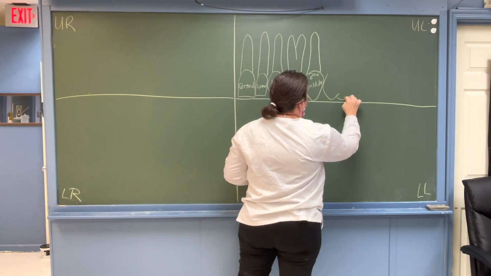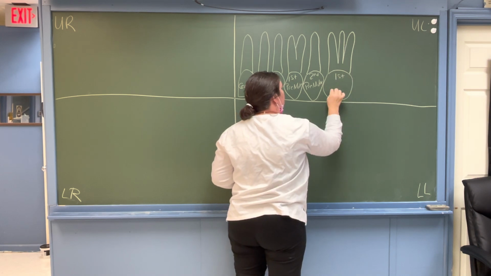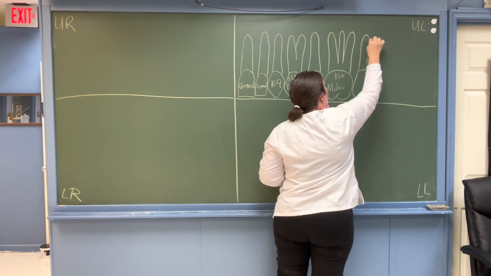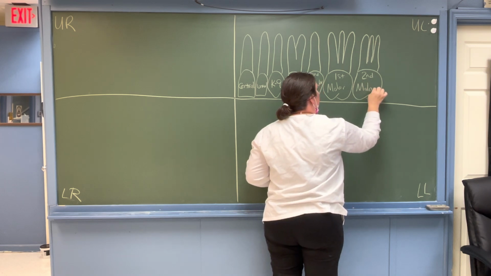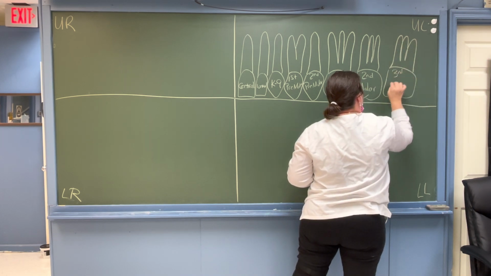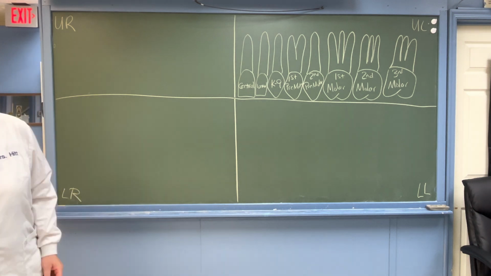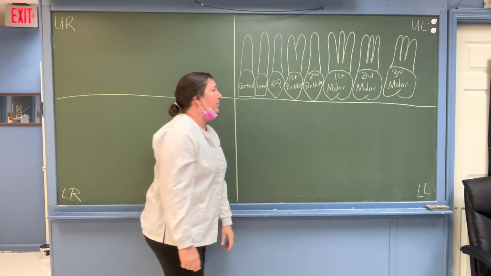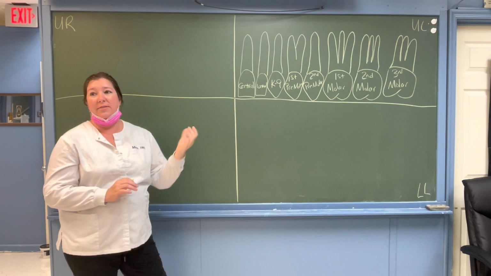Then you have your first molar, and those have 3 roots. Your second molar. The roots are a little bit closer together. And your third molar. All right, now, how many teeth do we have up there? 8. 1, 2, 3, 4, 5, 6, 7, 8. So, we're going to go ahead and draw the teeth beside it, okay, in the other quadrant.